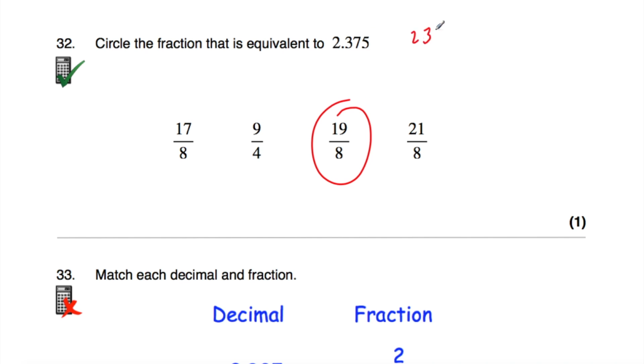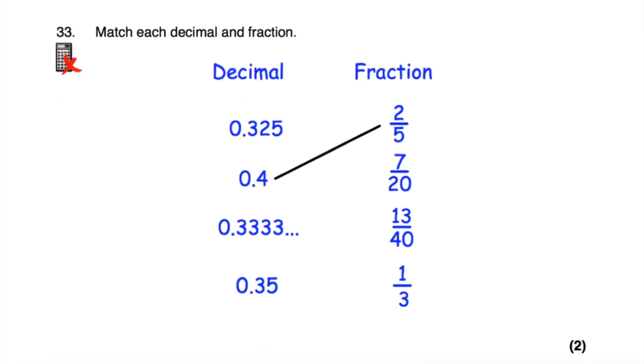So we've got 2,375 over 1,000. And then I would divide both of those by 5 and so on and keep on dividing, and then you get down that, and then you'd simplify that down to 19/8. And that's it. Okay, let's look at our next question, question number 33.